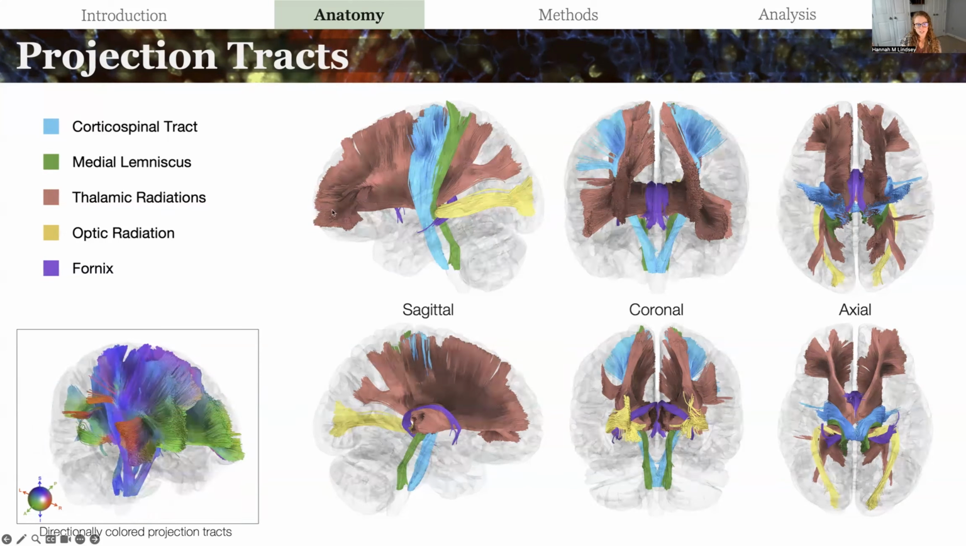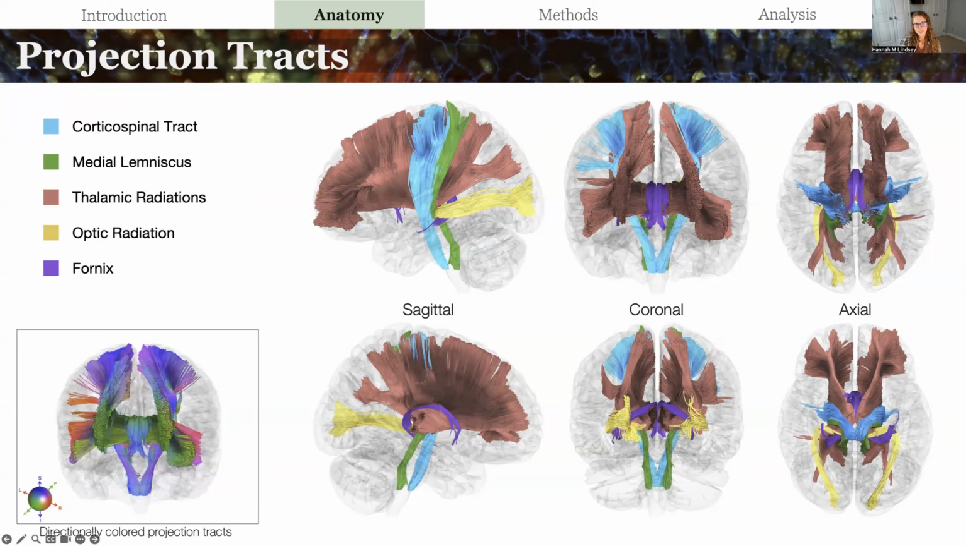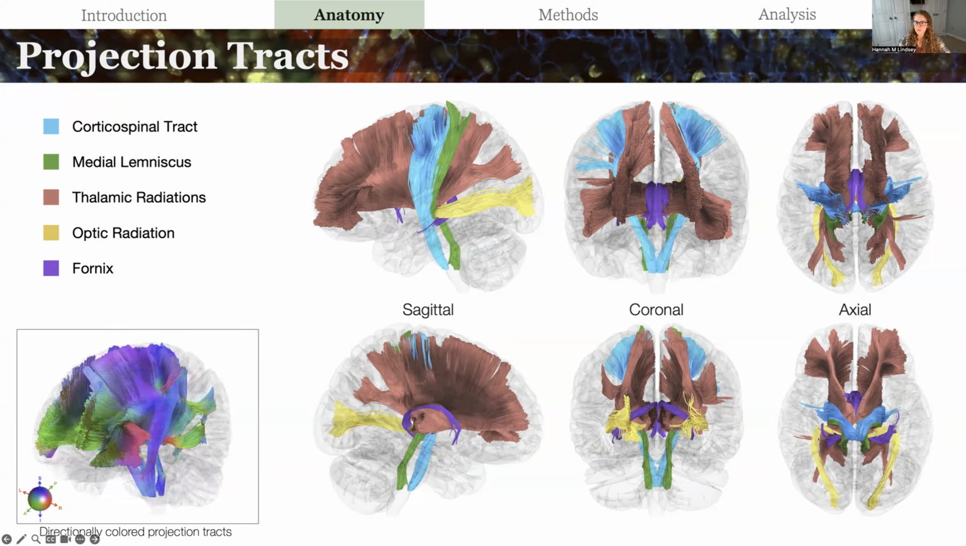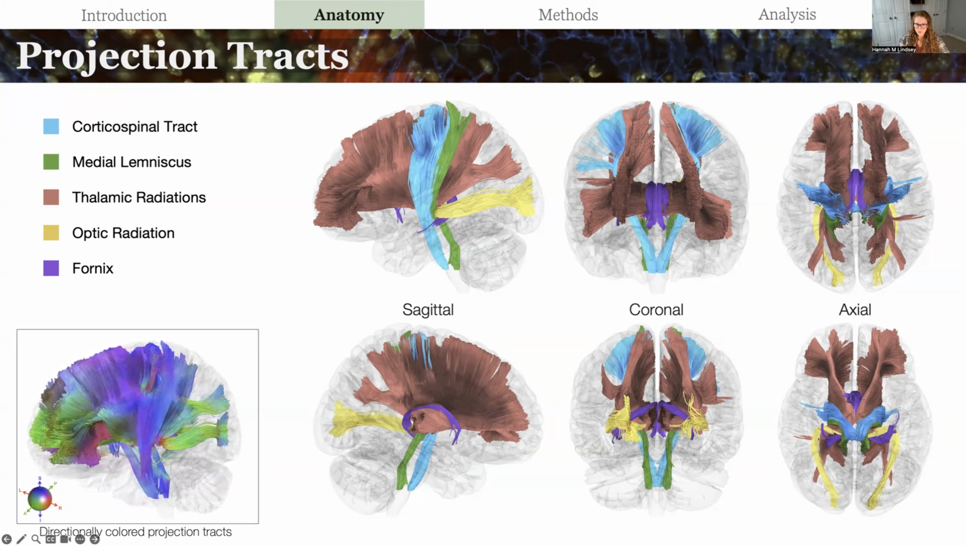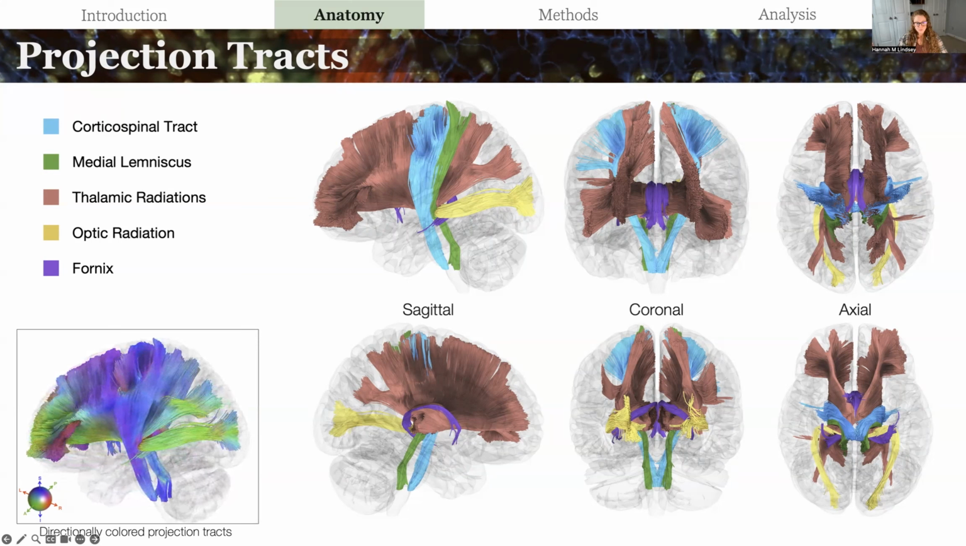The thalamic radiation, which is this big red thing, projects from various thalamic nuclei to the cortex and can be separated into anterior, superior, posterior, and inferior pathways, which project to the various lobes of the brain through the internal capsule. The thalamic radiations are involved in the control of cortical arousal and consciousness and play a role in movement disorders, like in Parkinson's disease.